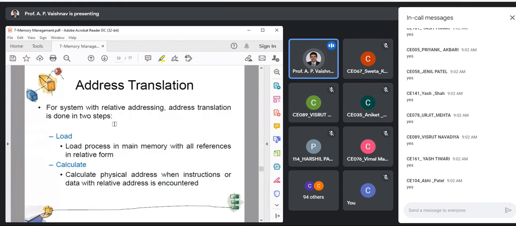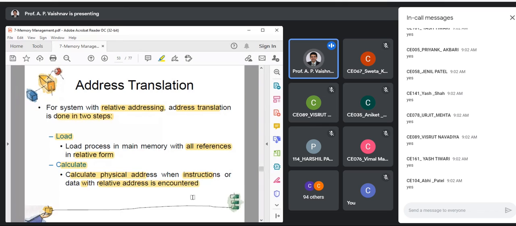So as I said, we have to convert. For conversion, there are two steps. For a system with relative addressing, address translation is done in 2 steps. The first step is load. Load means load the process in main memory with all the references in relative form. So if you are jumping to some location, that location will be in logical or relative form. Second step is calculate. Calculate the physical address when the instruction or data with relative address is encountered.